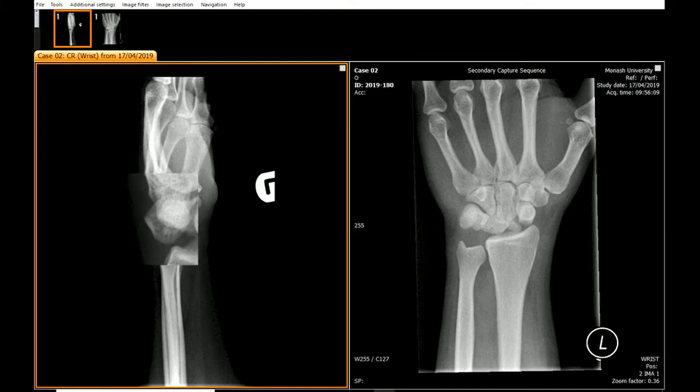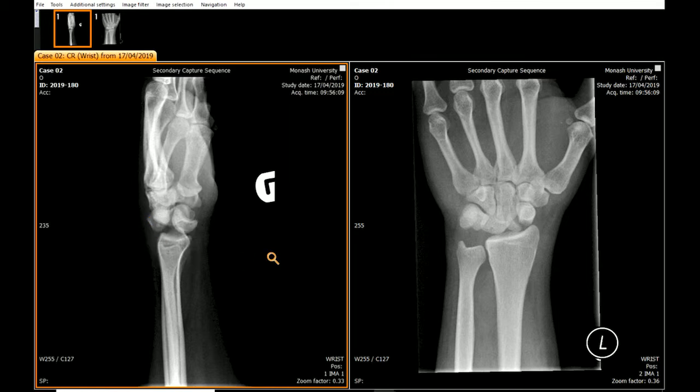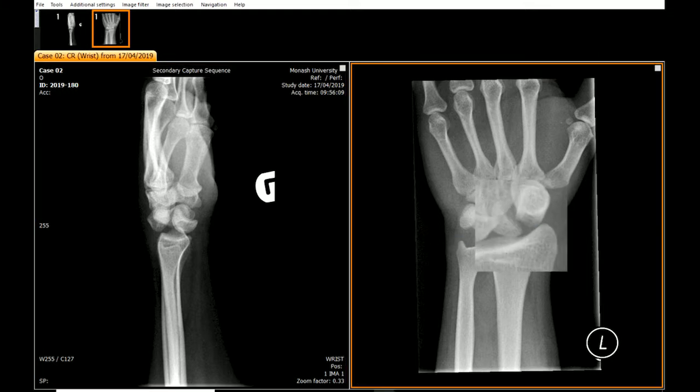However, the capitate has been dislocated dorsally. Also on this view, there is a fracture of the scaphoid as well.